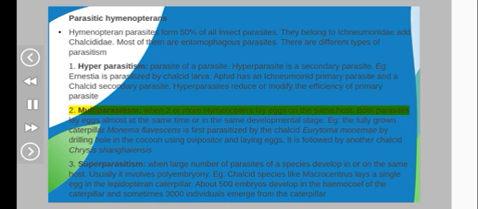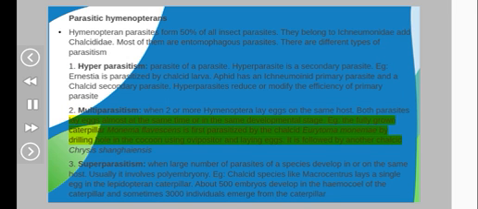2. Multiparasitism, when two or more hymenoptera lay eggs on the same host. Both parasites lay eggs almost at the same time or in the same developmental stage. E.g., the fully grown caterpillar Monema flavescens is first parasitized by the chalcid Eurytoma monemae by drilling a hole in the cocoon using its ovipositor and laying eggs. It is followed by another chalcid, Chrysis shanghaiensis.